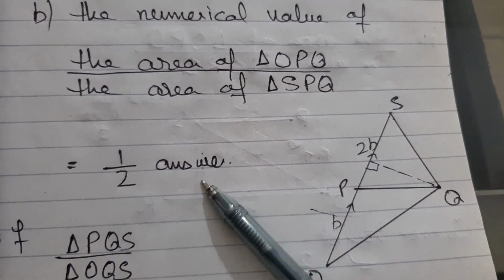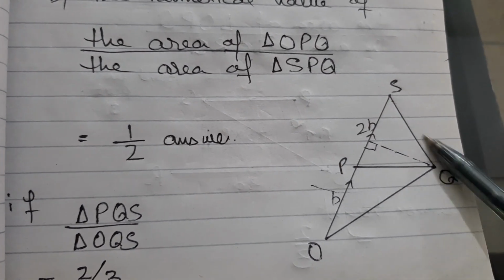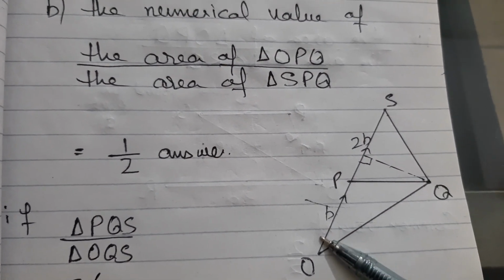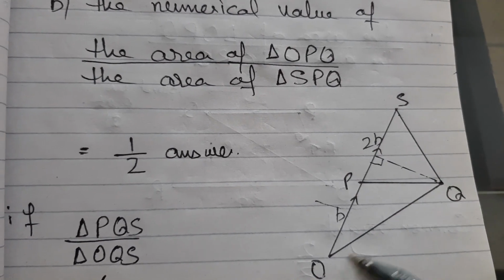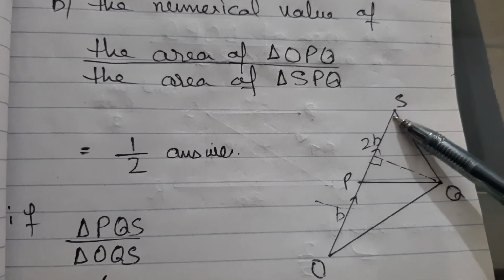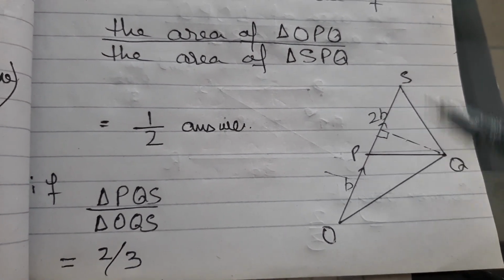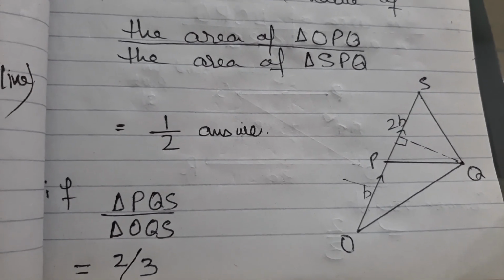Fine. Now, if the question says PQS, it means this one with this, OQS, the biggest one. So before I show you the answer, can you tell me what is the ratio of PQS with OQS? Yes, you are right. It is 2/3 because the height will be again common. Okay, so let's see the other part of the question.